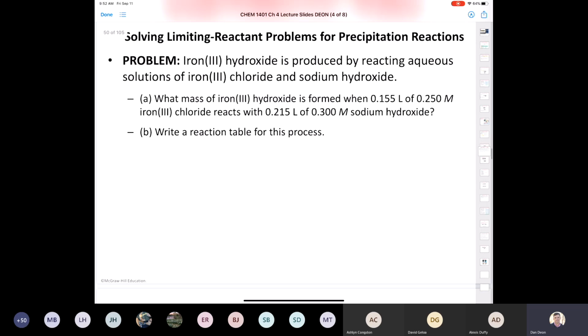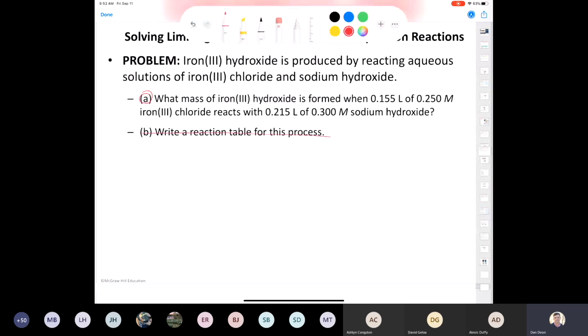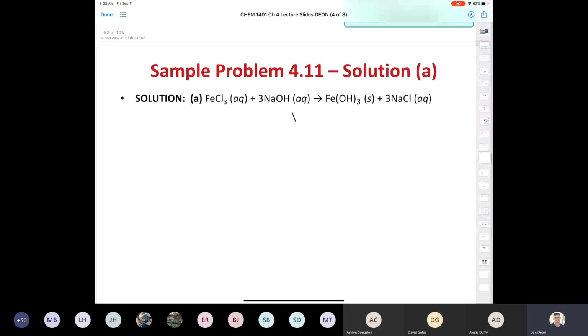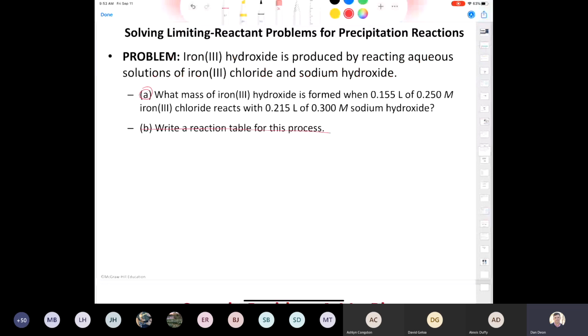It says if you take iron 3 hydroxide, you can make it by reacting aqueous solutions of iron 3 chloride and sodium hydroxide. What mass of iron 3 hydroxide is formed when you take 0.15 liters of a 0.250 molar solution of iron 3 chloride and you react it with 0.215 liters of a 0.300 molar solution of sodium hydroxide? Well, the first thing we need to do here is make a balanced equation, right? So I'm going to help you out with that. I obviously have it on another slide, but you've got to be able to come up with these, okay?